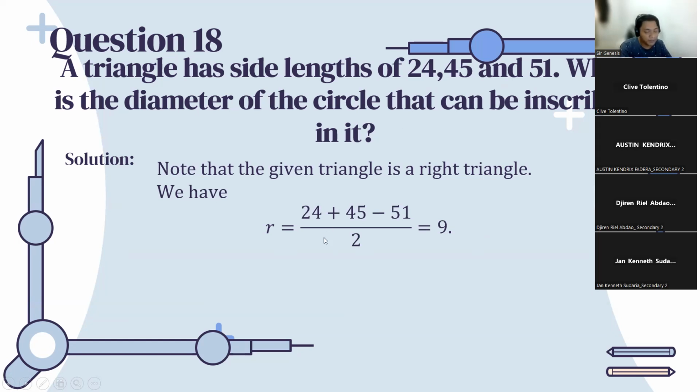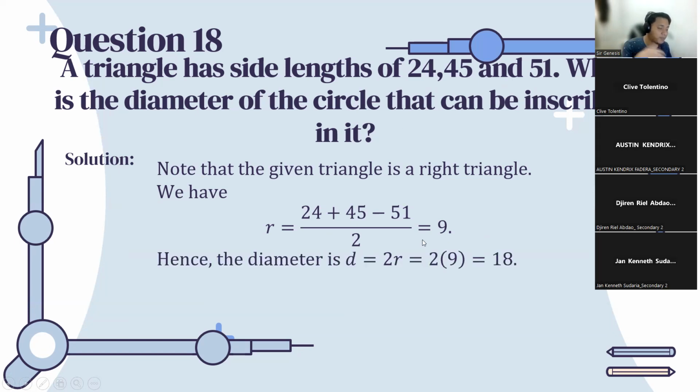So R is equal to 24 plus 45 minus 51 divided by 2, which is equal to 9. So that is still the inradius. The question asks for the diameter. So you can just multiply that by 2 and you will get 18.